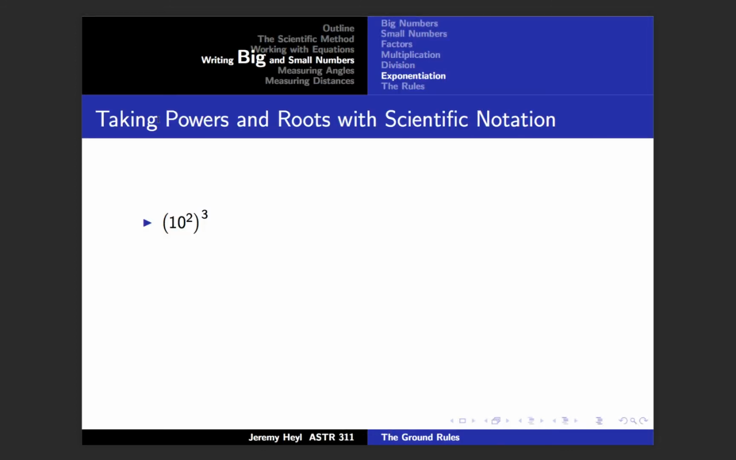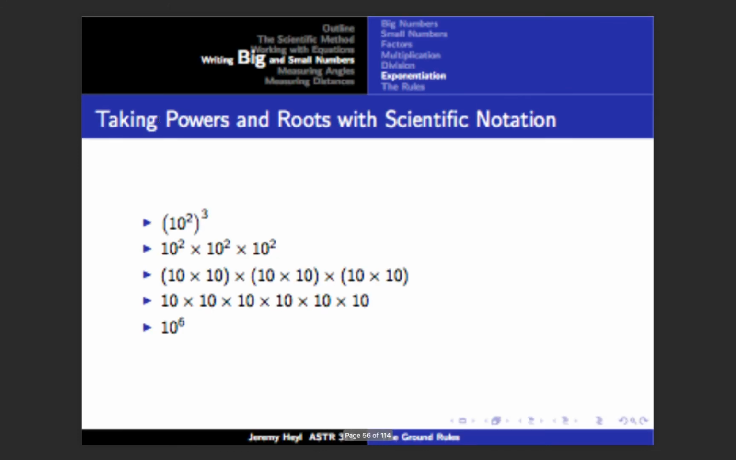So the last bit that we have to think about: that's how we do multiplication and division. The other types of equations that we're going to use will have powers. So it's 10 to the 2 and then raised to the third power. And what that means mathematically is I've gone 10 to the 2 times 10 to the 2 times 10 to the 2, and I can write that all out in all the tens and count them, and I get 6. So the rule is, if we're doing powers, we just multiply those two out.